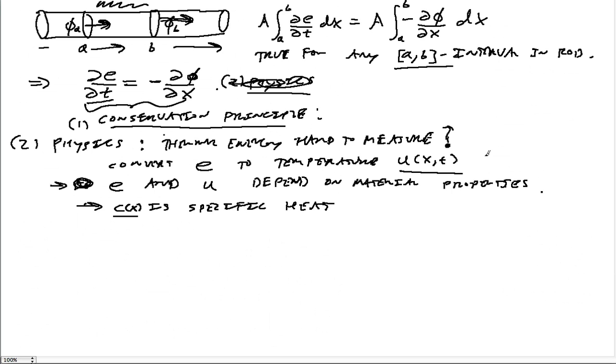We should say also that u is the temperature per unit mass. And specific heat is going to be the amount of energy that it takes to raise the temperature of a mass a given degree. So that's the units of the specific heat. It's the amount of energy per unit mass that will raise the temperature per unit temperature.